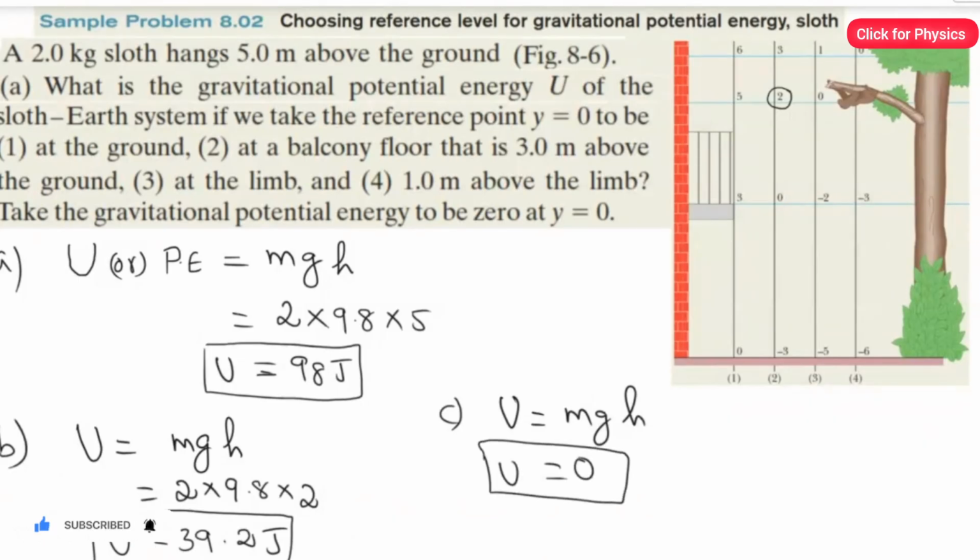Likewise, when you come to the fourth, what they mention is we have to find the gravitational potential energy of the sloth-Earth system if we take the reference point y equal to 0 to be 1 meter above the limb. So you can see the sloth is here, and the reference point here is 0. That means it is exactly 1 meter above the sloth. So below 0, what is this number? Below 0, we have a -1. So that means the height from the reference point to the sloth is exactly -1 meter.